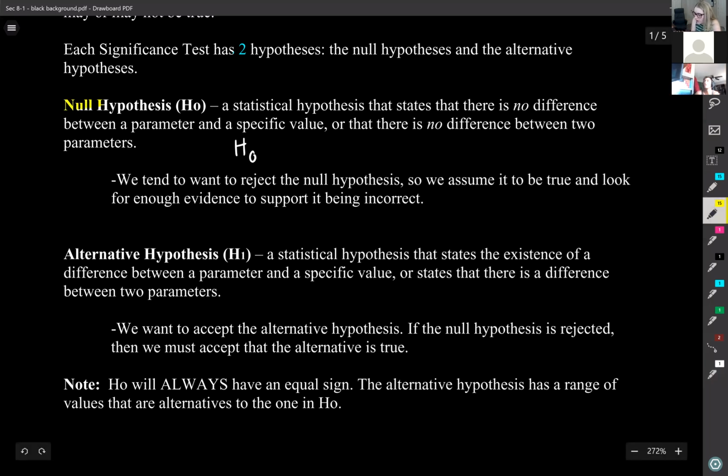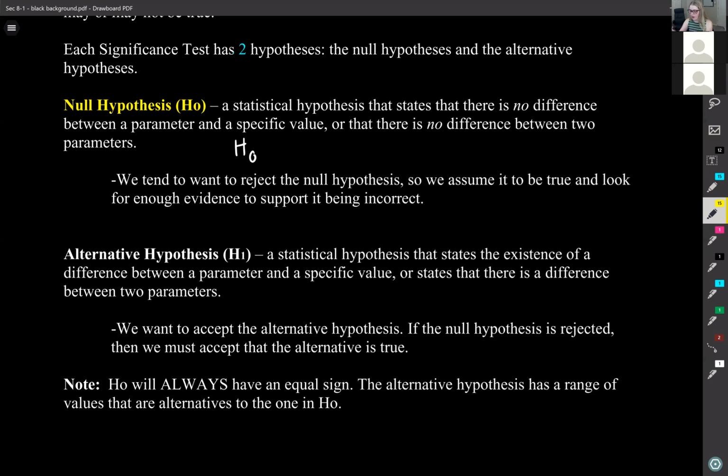This is a statistical hypothesis that states that there is no difference between a parameter and a specific value, or that there is no difference between 2 parameters. Okay, this might make absolutely no sense right now. I promise once we do some examples, you'll see what that means. But just know that we tend to want to reject the null hypothesis. So we assume that it's true, and we look for enough evidence to say that it's actually incorrect.